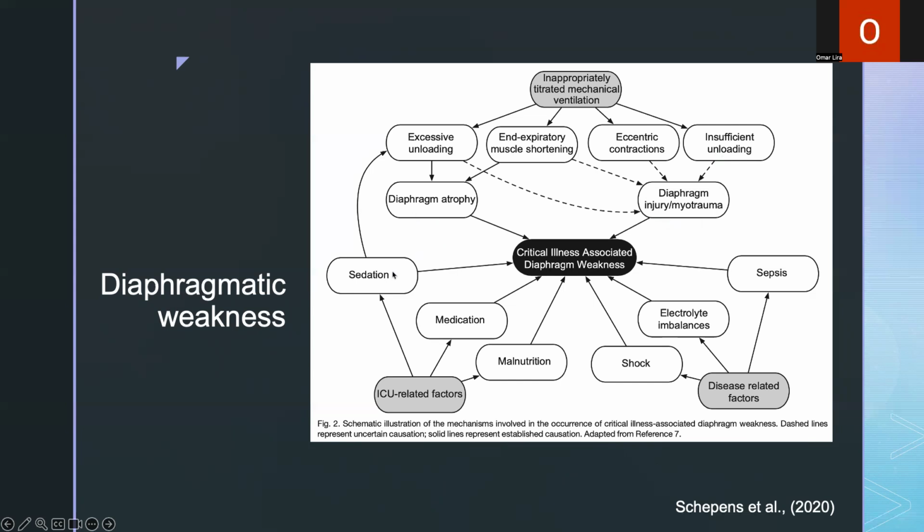In addition, sedation, medication, malnutrition, shock, electrolyte imbalances, and sepsis can all lead to what is known as critical illness associated diaphragmatic weakness.